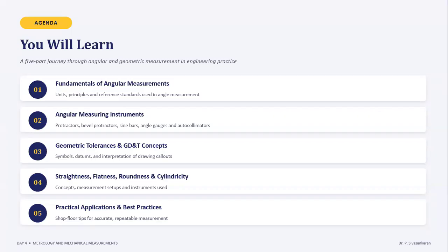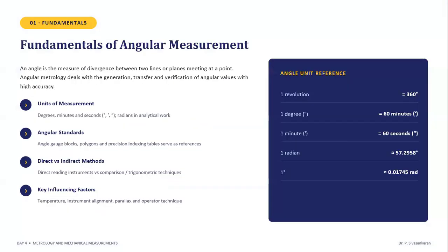So now let us begin with the fundamentals of angular measurement. An angle represents the divergence between two lines or planes meeting at a point. Angular metrology is concerned with the generation, transfer, measurement, and verification of angular values with higher accuracy. Angles are commonly expressed in degrees, minutes, seconds, and radians. One complete revolution is 360 degrees. 1 degree is equal to 60 minutes, and 1 minute is equal to 60 seconds. 1 radian is approximately 57.2958 degrees.